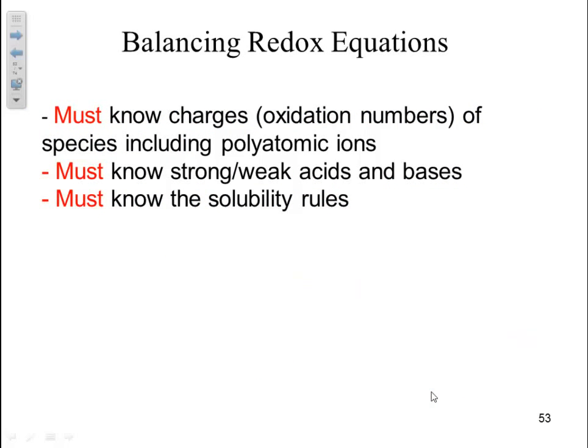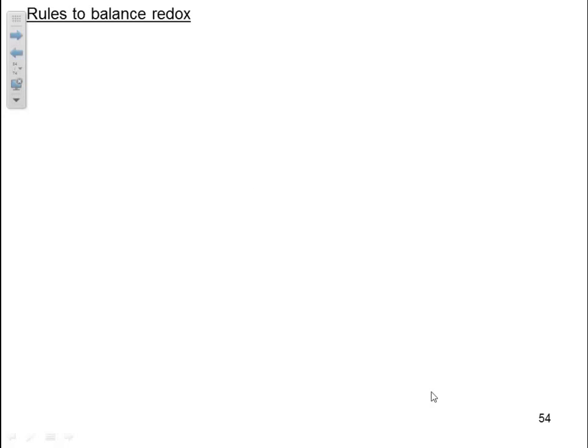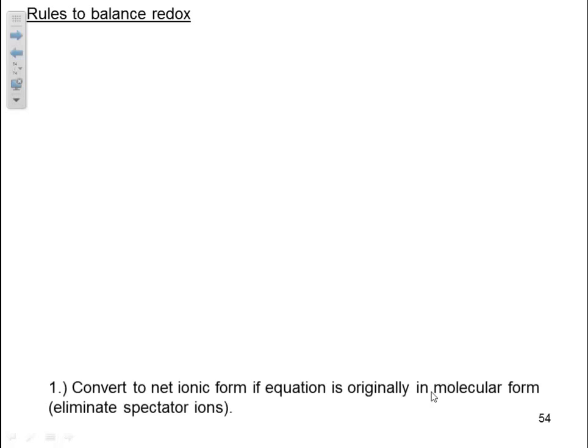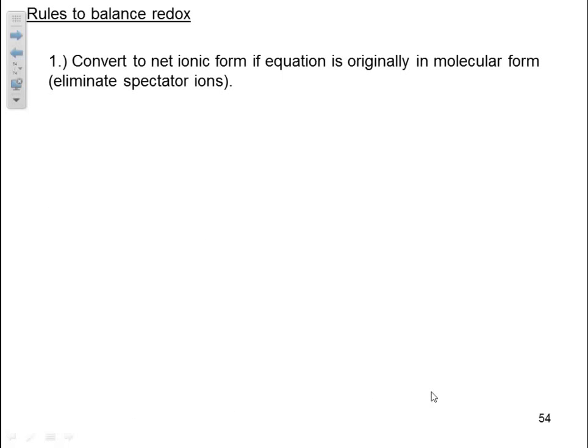To balance redox equations, you must know charges and oxidation numbers of the species, including the polyatomic ions. You must know what's strong and weak and what it means. You must also know the solubility rules. So here are the rules to balance a redox. Number 1, you must convert to a net ionic form if the equation is originally in the molecular form. In other words, you need to get rid of the spectator ions.